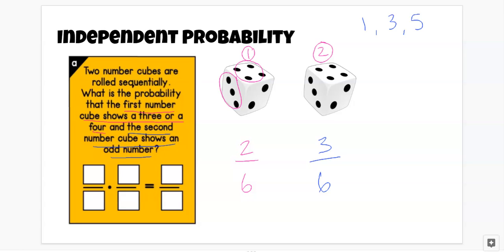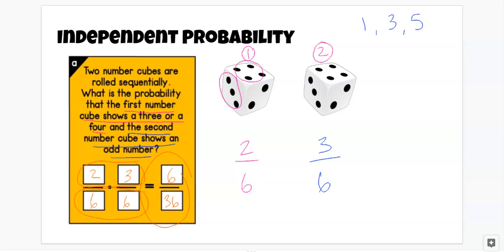Now that we have our two numbers, all we have to do is multiply those two fractions together. So we would take 2 over 6 and multiply by 3 over 6. Reminder, to multiply fractions, all we have to do is multiply the top numbers together. So we're going to do 2 times 3 is 6, and then 6 times 6 is 36, and that would be our answer. We would have a 6 out of 36 chance of that happening.